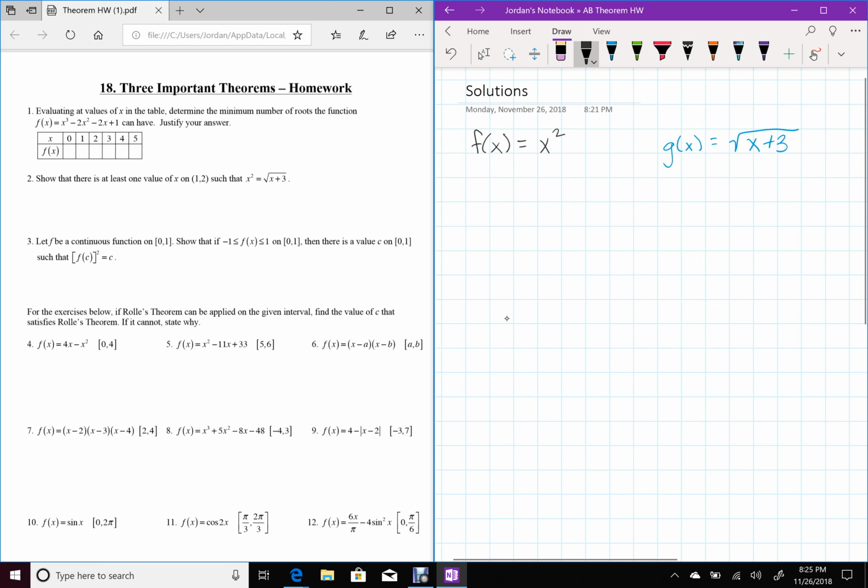Then I want to test both of these for 1 and 2. So f of 1 is 1 and f of 2 is 4. If I do g of 1, we get 2. If I do g of 2, we get the square root of 5, which is greater than 2. So from this, we can see that f of 1 is less than g of 1, meaning g is on top.